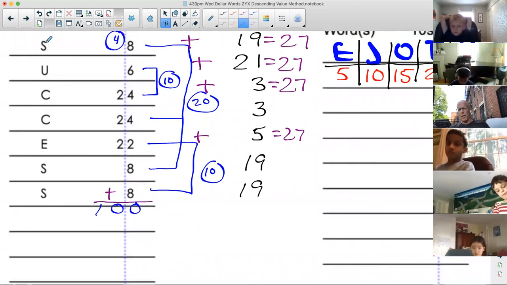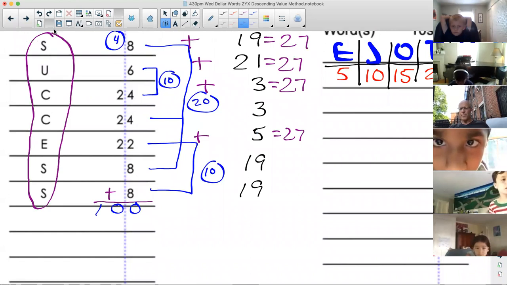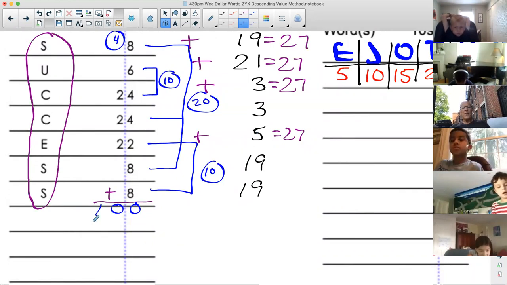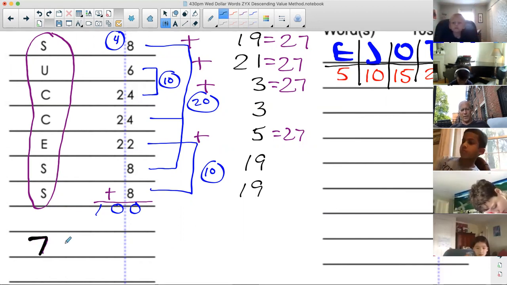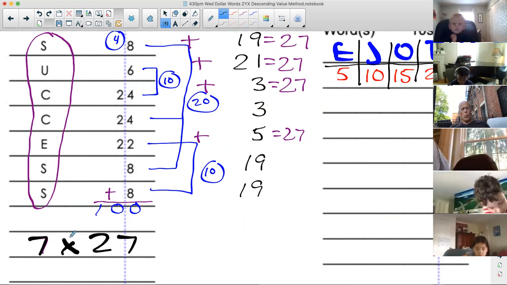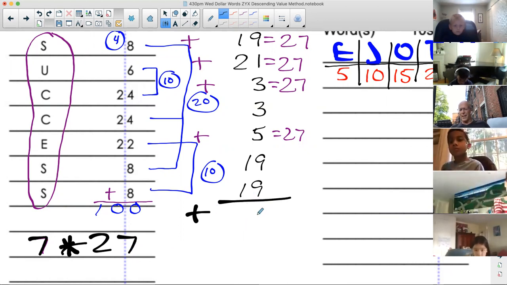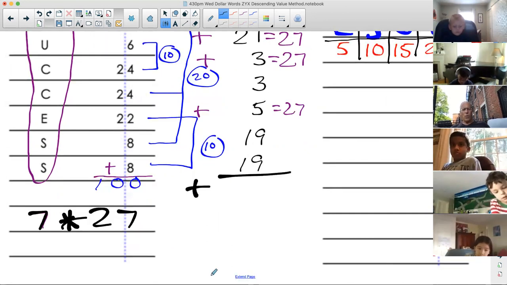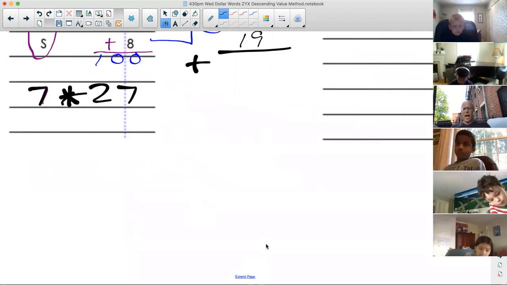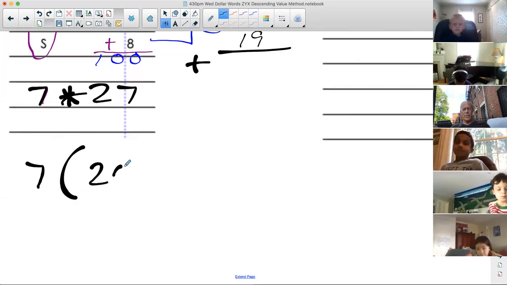How many letters are there in the word success? Seven. Say it out loud, please. Seven. If we do 7 times 27, we will find out the total of the ascending and the descending values for the word success. Now, who wants to tell me how we can multiply 7 times 27.